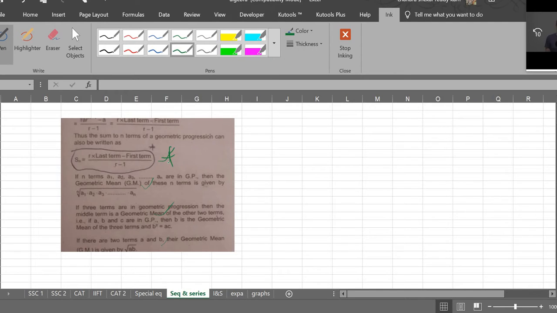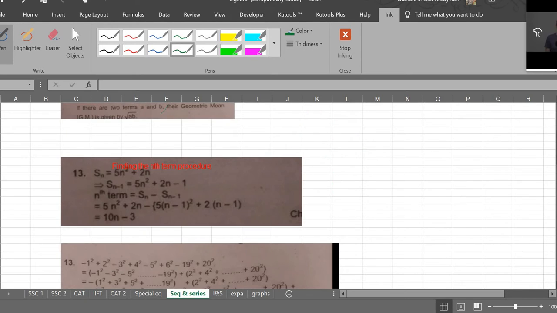So thus the sum of n terms in a geometric progression Sn is given as r into last term minus first term by r minus 1. This is the simplest method you adopt to find the nth term. You will find Sn, you will find Sn minus 1. The difference between these two gives the nth term.